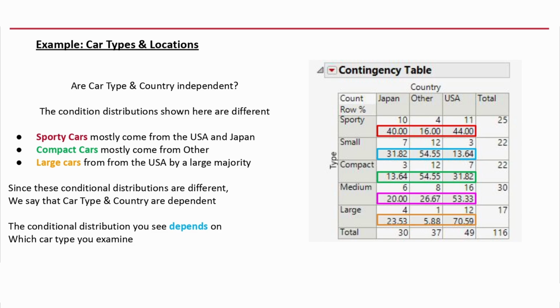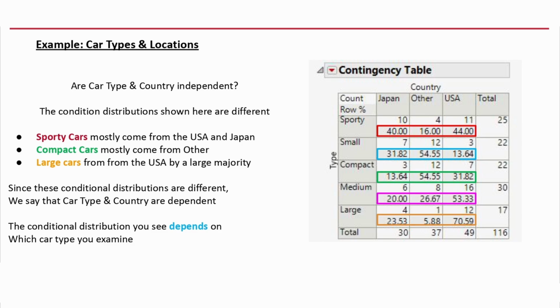Just looking at the sporty cars, most of them come from the US and Japan. But if you look at the compact cars, most of them come from somewhere else. And the large cars, most of them come from the US, the vast majority, that's 70%. Since the conditional distributions depend on which car type I look at, I say that these 2 variables, country and type, are dependent.